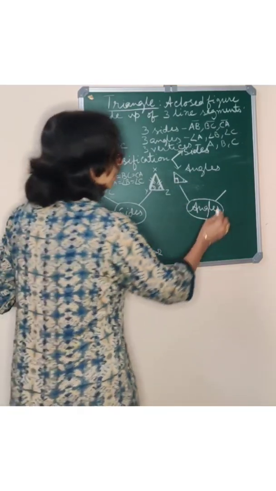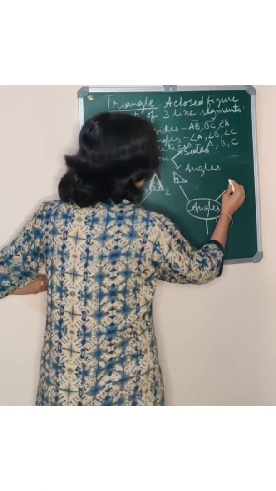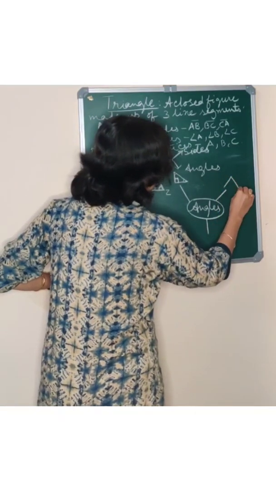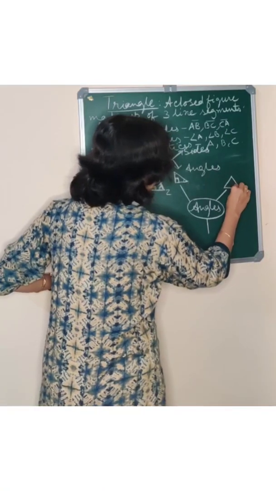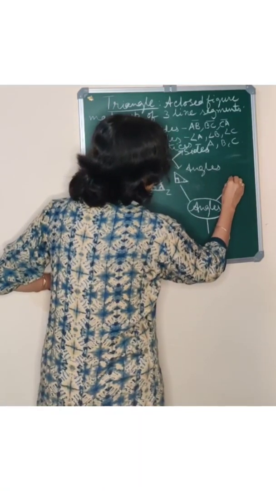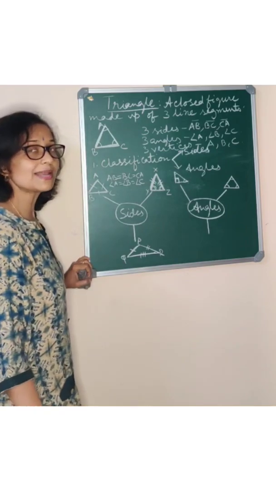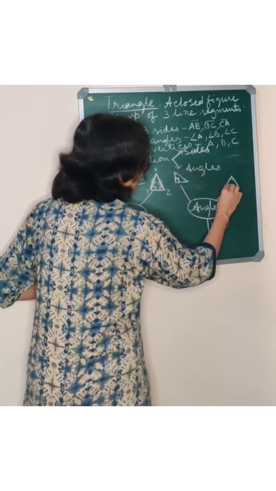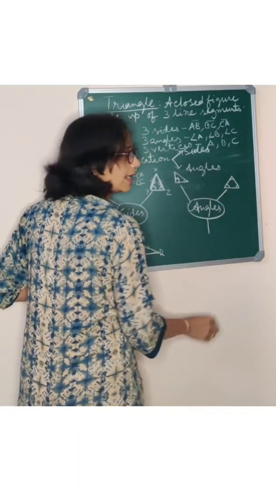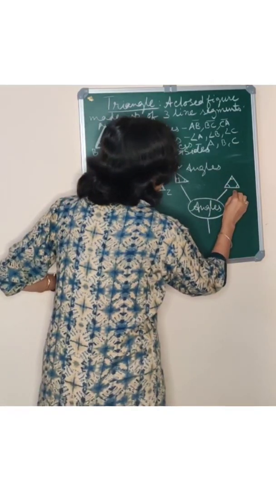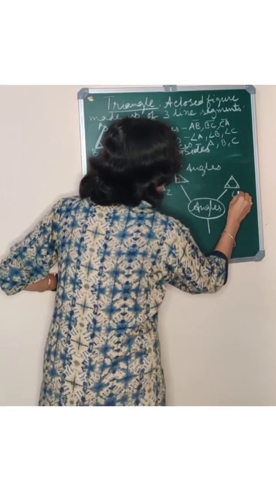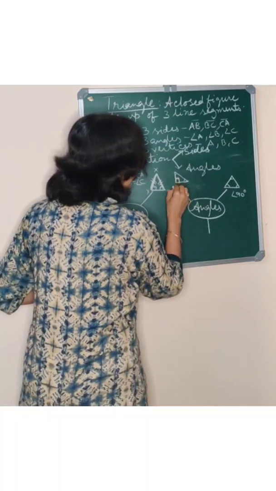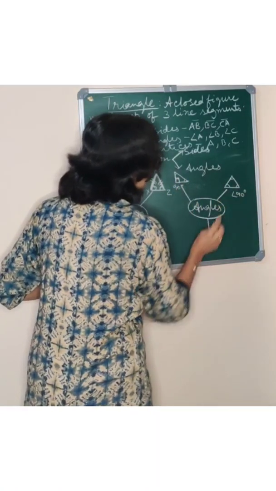The next one is called the acute angle triangle. All three angles will be less than 90 degrees. So that is called an acute angle triangle.